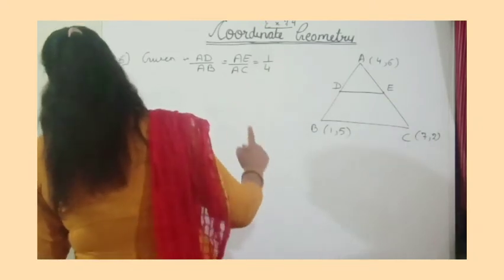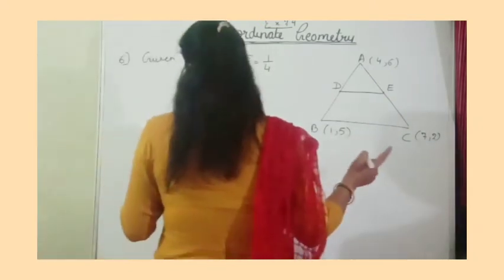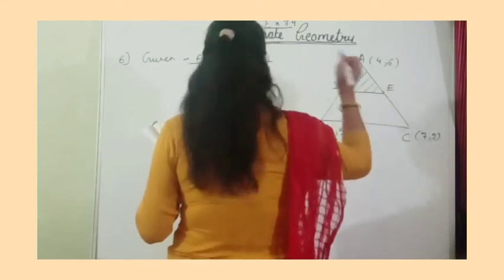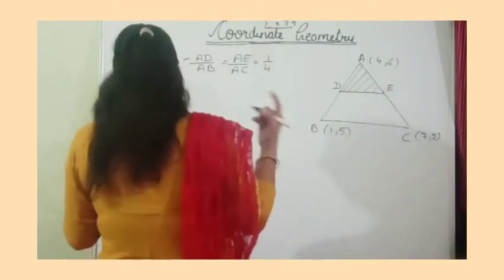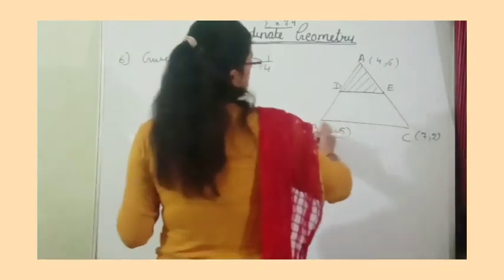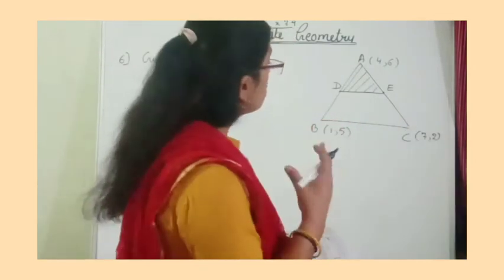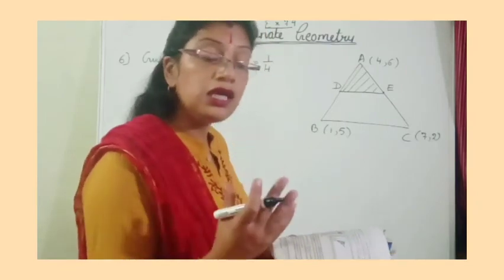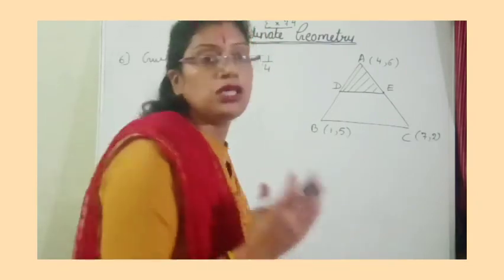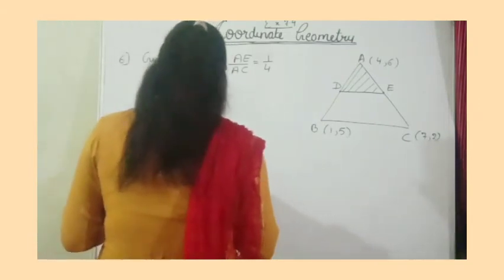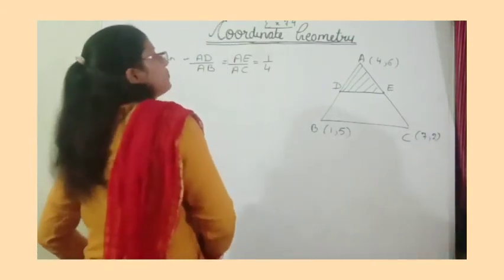So what you have to find, very first, calculate the area of triangle ADE. You have to find the area of this triangle and compare it with the area of ABC. Compare it means you have to find the ratio, that means area of ADE upon area of ABC. This you have to find. So very first, let us start.